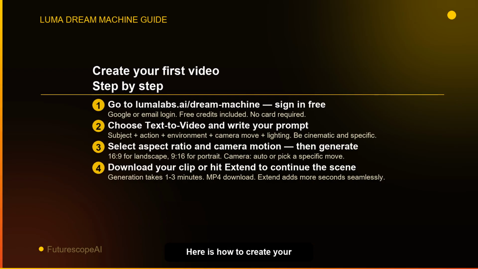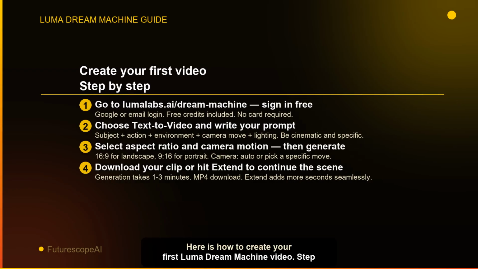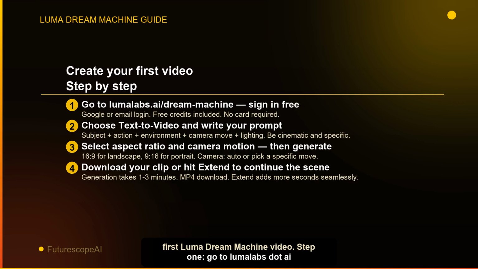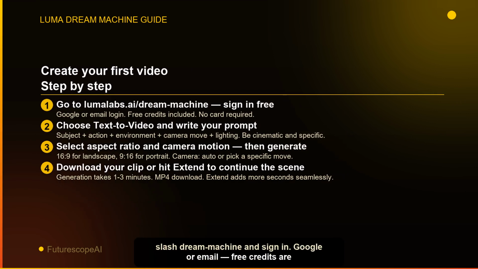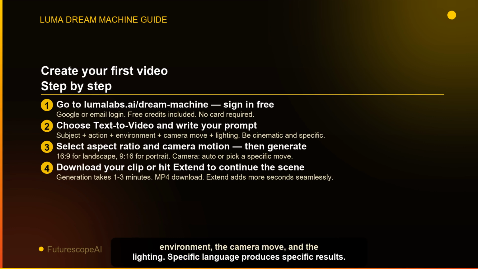Here is how to create your first Luma Dream Machine video. Step 1. Go to lumalabs.ai/dreammachine and sign in. Google or email, free credits are included on sign-up, no card required. Step 2. Choose text-to-video and write your prompt. Think cinematically, describe the subject, what they are doing, the environment, the camera move, and the lighting. Specific language produces specific results.